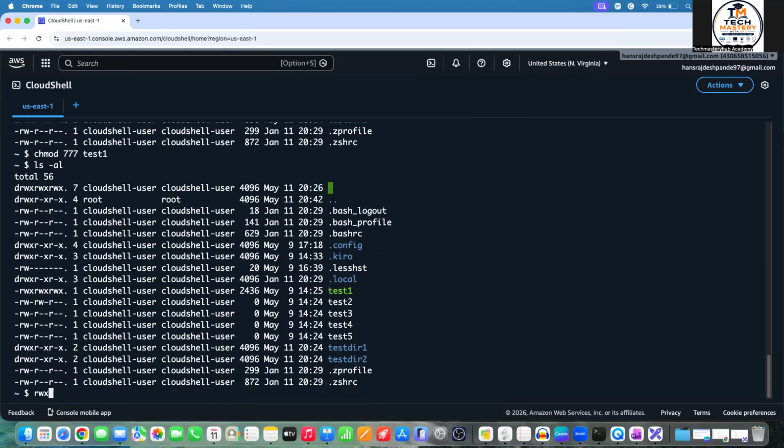Okay, so this is another command, chmod using the numeric method. Okay, so you can change the permission.